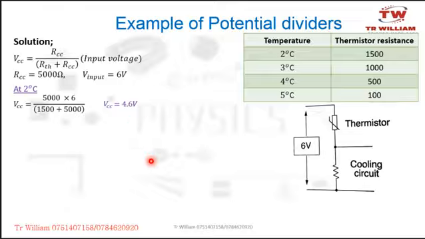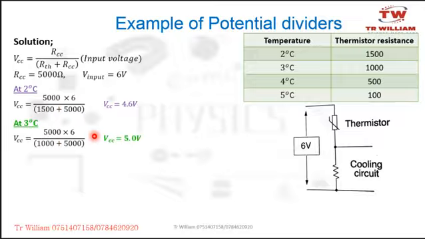Okay. How about at 3 degrees? What will it be? At 3 degrees, automatically, you'll have to substitute in now. The resistance of the cooling circuit is not changing. The input voltage is not changing. What is changing is only the resistance of the thermistor, which will now be 1000. So if it is 1000, then what will be our final answer for voltage? The voltage across the cooling circuit now will be 5 volts. But remember, they told us the switch will go on when the voltage is above 5. So this is not yet above 5.